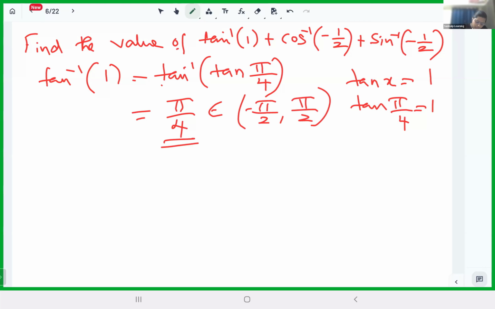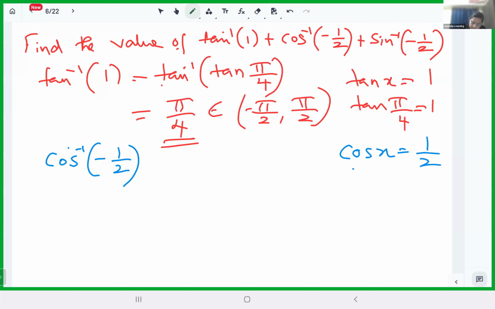Now consider the second part. What is the second part? It is cos inverse of minus 1 by 2. Again, if you have to apply the property cos inverse of cos x is equal to x, we have to change this 1 by 2 into some function of cos. So how will you write it? Cos x is equal to 1 by 2. Which value of x for the function cos will give you 1 by 2?